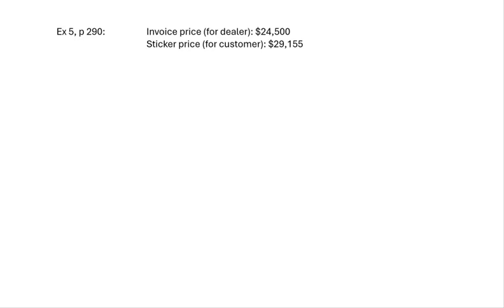And again, we use the same formula we just used in the last problem. We take the difference in the two prices, we divide it by the original, what we're trying to know the markup of, and we multiply it by 100. So when I take $29,155 and I subtract $24,500 from that, I get a total of $4,655. So that's the difference between those two prices.